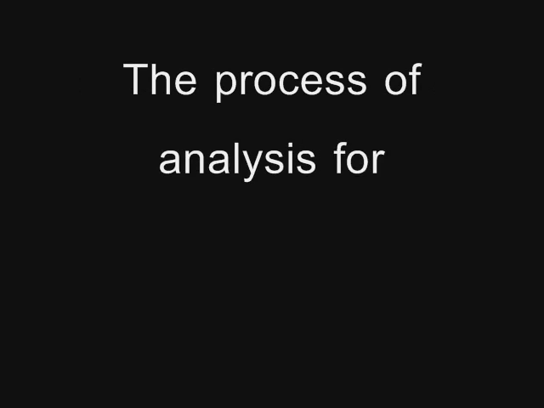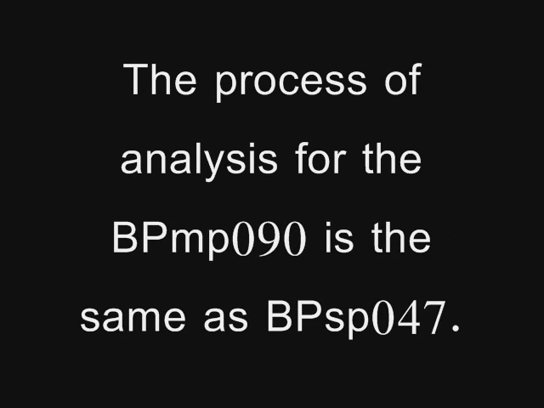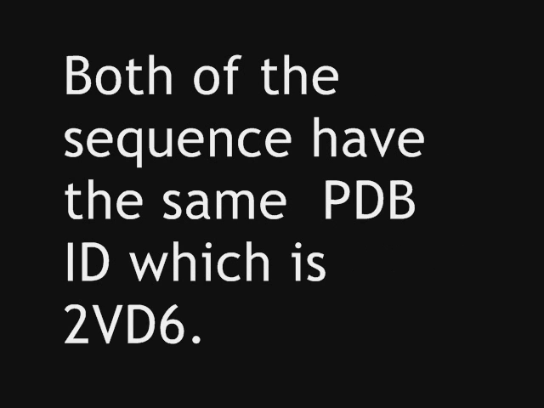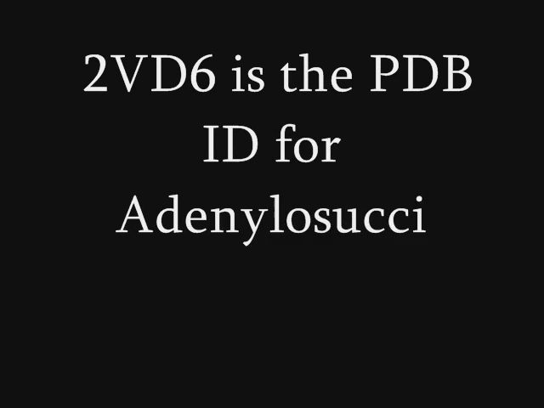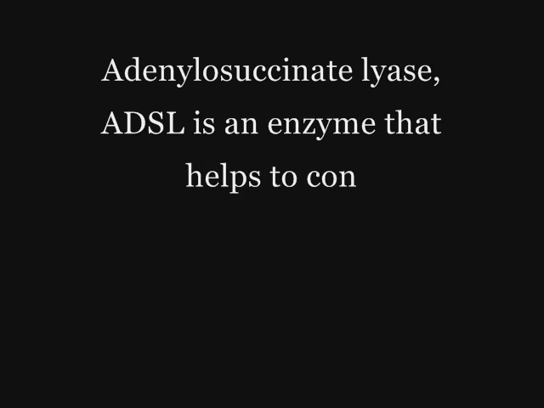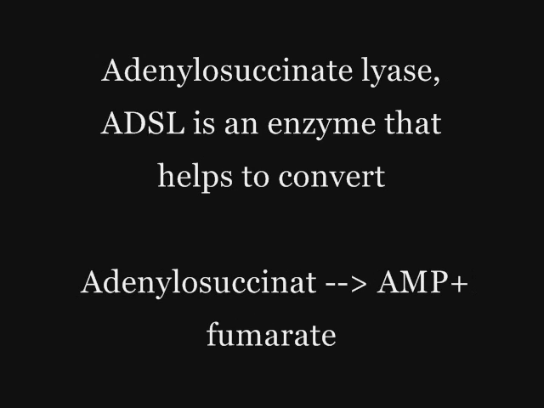The process of analysis for BPmp090 is the same as BPsp047. Both of the sequences have the same PDB ID, which is 2VD6. 2VD6 is the PDB ID for adenylosuccinate lyase. Adenylosuccinate lyase (ADSL) is an enzyme that helps to convert adenylosuccinate to AMP and fumarate.